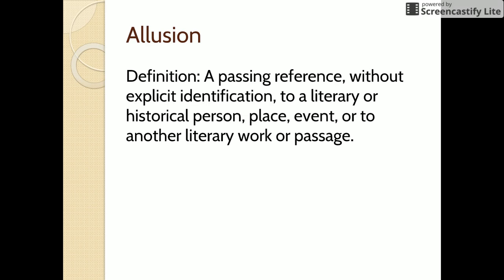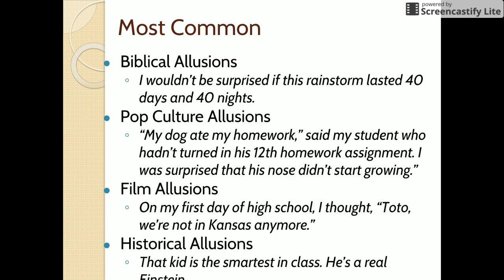This is different than an illusion with an I. An illusion with an I is like a magic trick, but an allusion with an A is a reference, and it's a literary device that authors often use. Some of the most common allusions are things like biblical allusions.